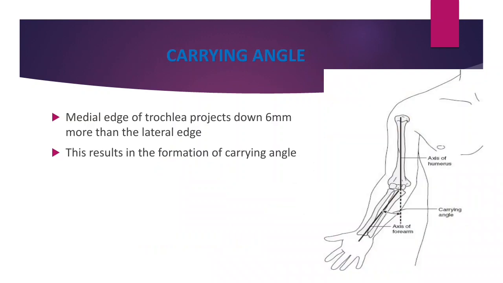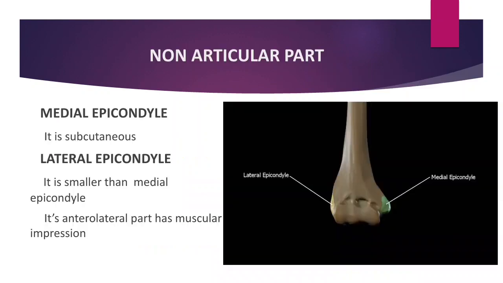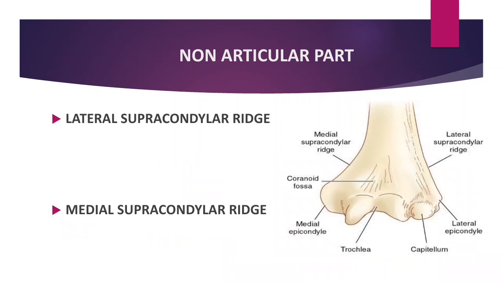Coming to the characteristic feature of trochlea, that is carrying angle. Medial edge of trochlea projects down 6 mm more than the lateral edge, which results in the formation of carrying angle. Coming to the non-articular part, medial epicondyle, which is subcutaneous. Lateral epicondyle is smaller than medial epicondyle. Its anterolateral part has muscular impression. Next is lateral supracondylar ridge and medial supracondylar ridge.